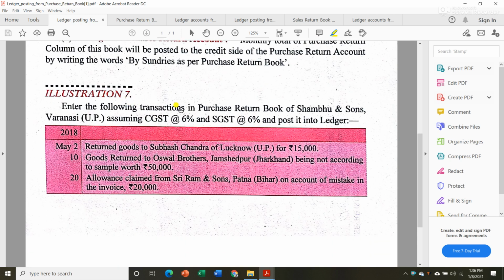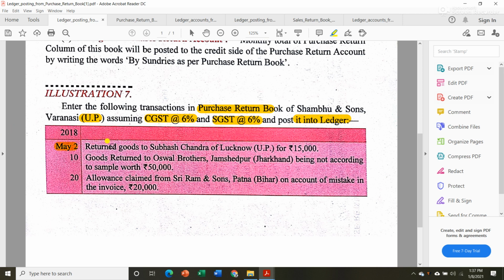Now the question is asking us to prepare purchase return book as well as ledger. Okay, no need to prepare trial balance. Now let us see. Our business name is Shampoo and Sons, that is situated in UP. Then we have CGST at 6%, SGST at 6%. That means IGST will be 12%. Now let us see the first transaction.